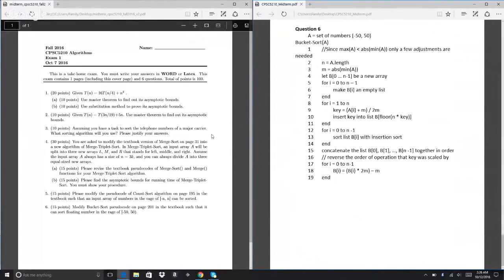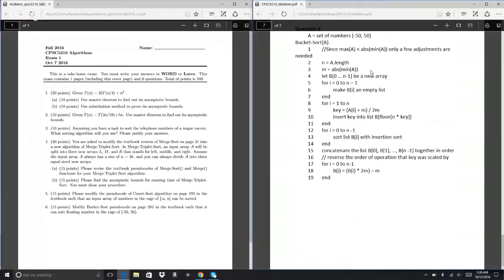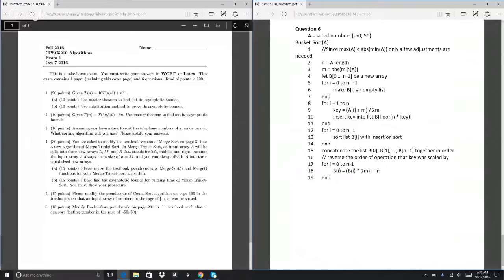So question 6 is please modify the bucket sort pseudocode on page 201 in the textbook so that it can do floating point numbers. So this is also, again, a lot of information that you're given to start it out. Well, since the max of A is less than the absolute minimum of A, only a few adjustments are needed. This is standard from the last algorithm, so you have the total length. M is equal to the absolute value of the min, so your -50 is your min. Now the absolute value is 50. Now we know it doesn't exceed 50, so now you've created the upper bound as well.